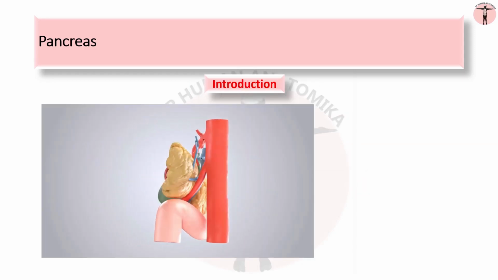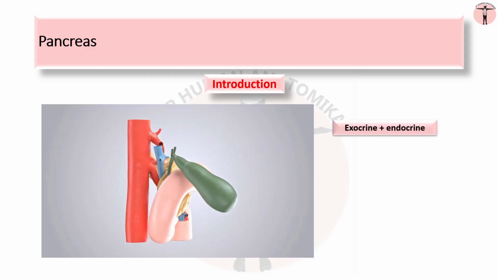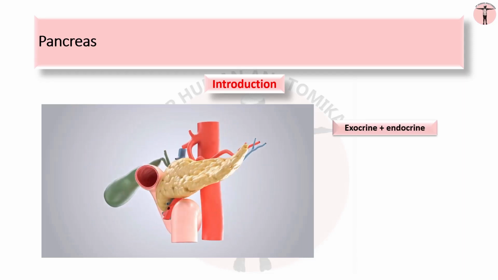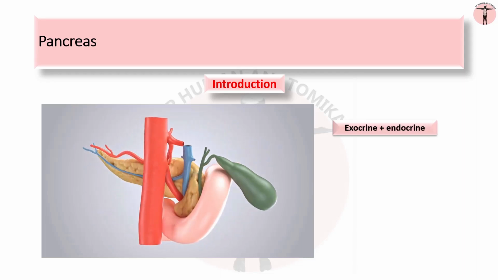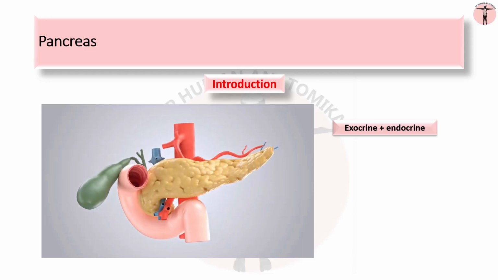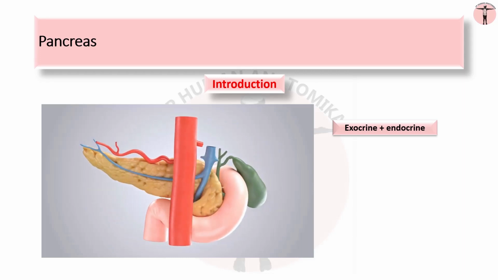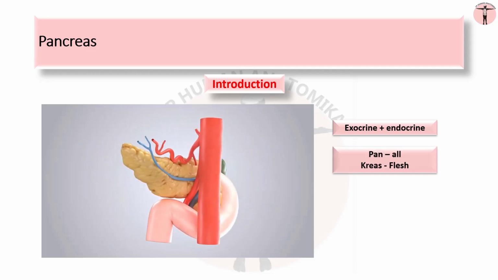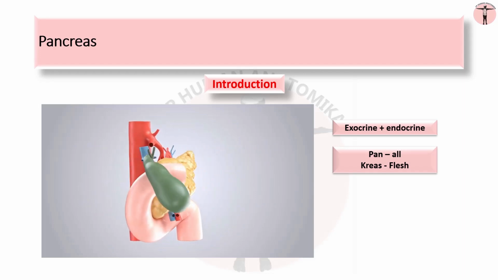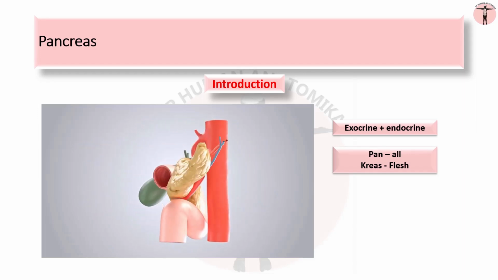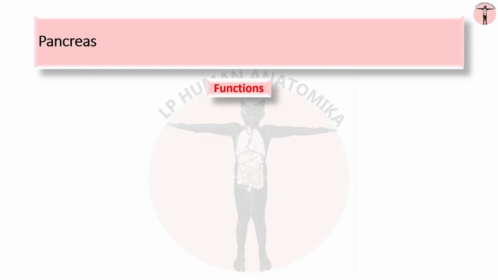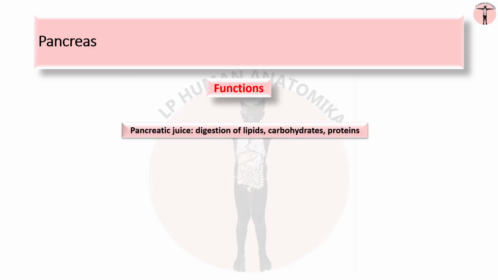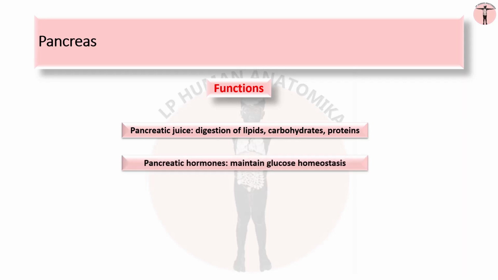Pancreas is a soft, finely lobulated, elongated exo and endocrine gland. The exocrine part secretes the pancreatic juice and the endocrine part secretes the hormones, namely insulin, etc. The pancreas in Greek is pan means all, krias means flesh. It is presumably so named because of its fleshy appearance. The pancreatic juice helps in digestion of lipids, carbohydrates, and proteins, whereas the pancreatic hormones maintain glucose homeostasis.